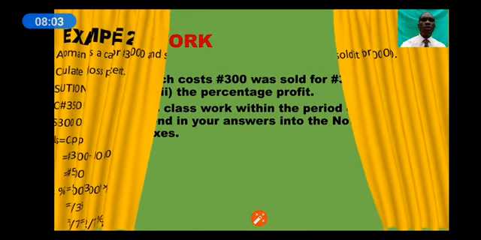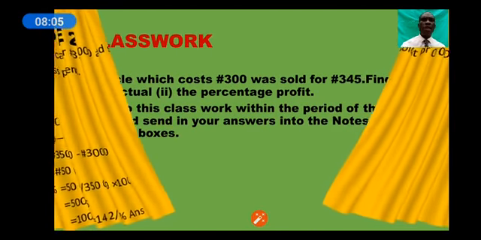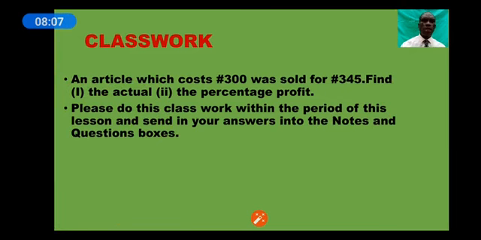Now, here we have a classwork that we are supposed to find answers to. Please turn in your answer during the duration of this class. The question reads 1, an article which cost 300 naira was sold for 345 naira. Find A, the actual profit, B, the percentage profit. Please do this classwork within the period of this lesson and send in your answers into the notes and question boxes.